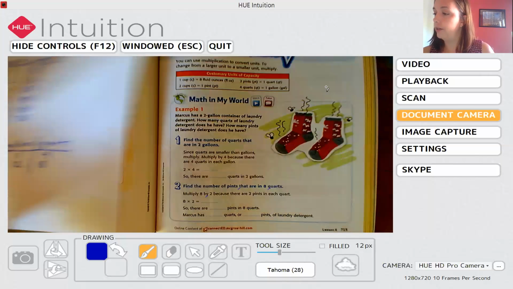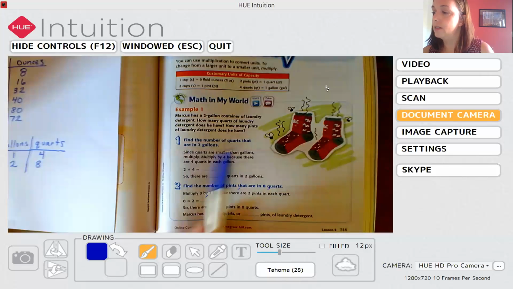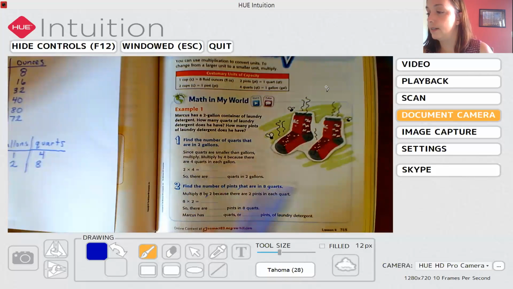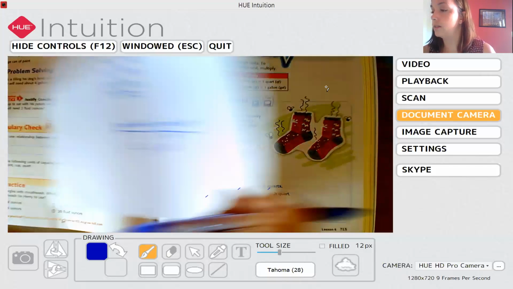So if I look here, they said find the number of quarts that are in 2 gallons. Since quarts are smaller than gallons, multiply. Multiply by 4 because there are 4 quarts in each gallon. 2 times 4 is 8. So they agree with us. So there are 8 quarts in 2 gallons. Okay, now we need to find the number of pints that are in 8 quarts.